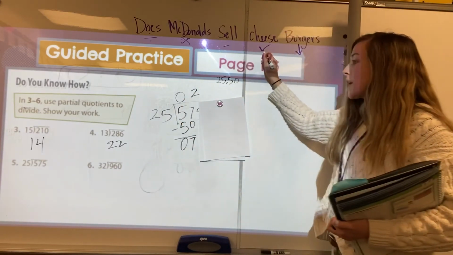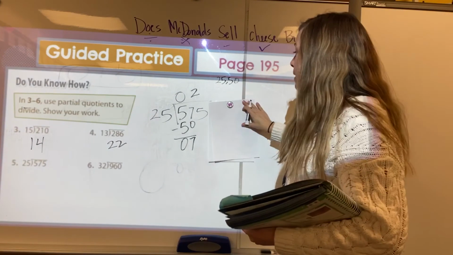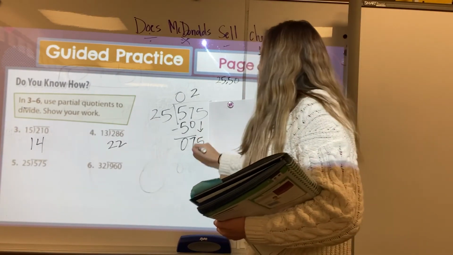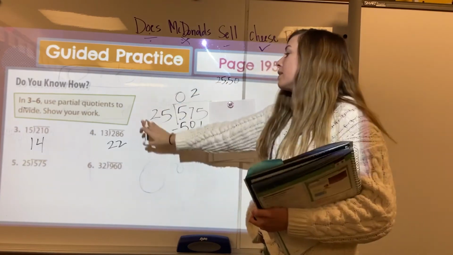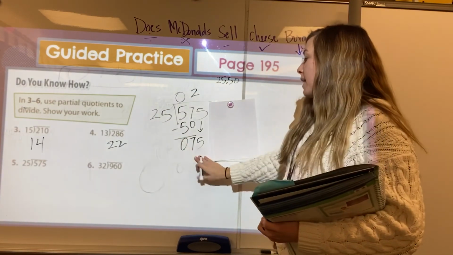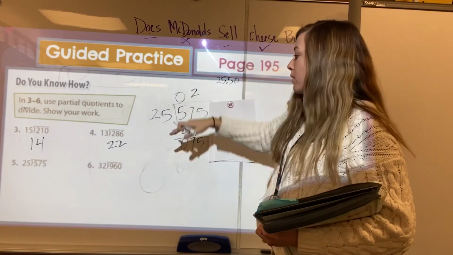I'm going to check it. Is 7 less than 25? It is. So now I'm ready to bring down my 5. Okay. So now I need to do my next part. I'm going to start over. How many times does 25 divide into 75? So it's almost like we just ignore this little part of the problem here and we're starting over.